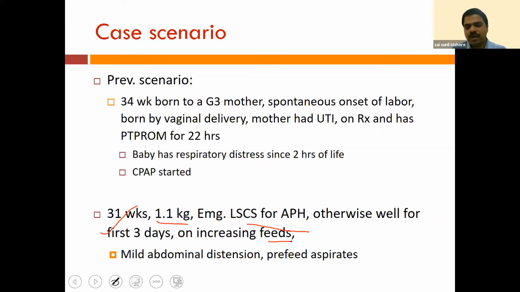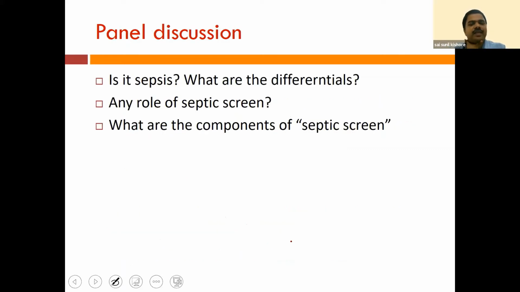Now, what are the differential diagnoses, whether it is sepsis or something else? And in such scenarios, is there any role of septic screen? And what are the components of septic screen? These are the three issues which we are going to discuss now. So otherwise well baby without perinatal risk factors on day 4 develops some mild symptoms.